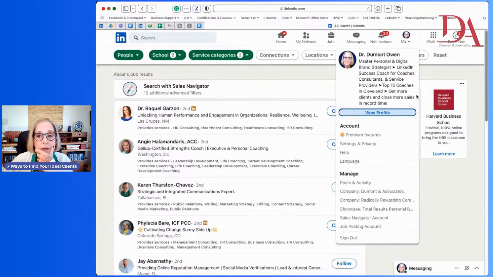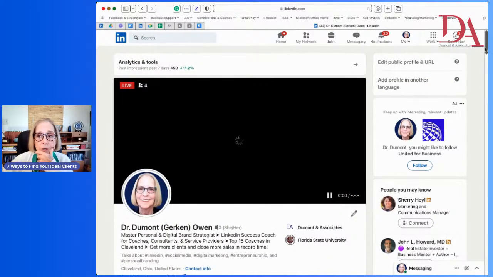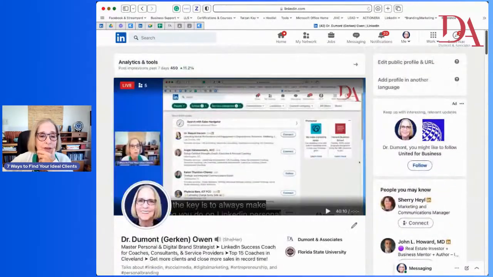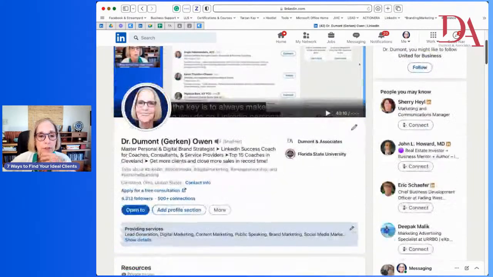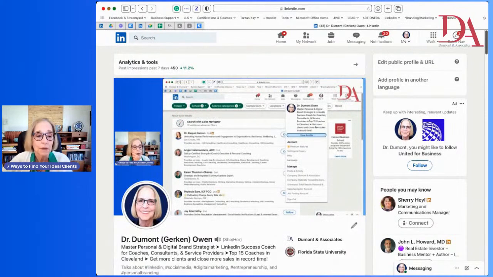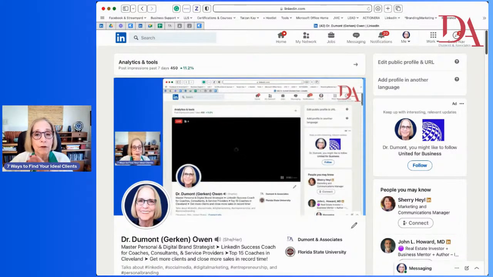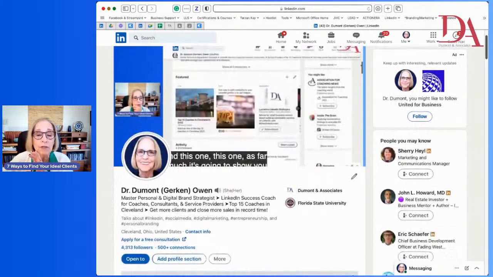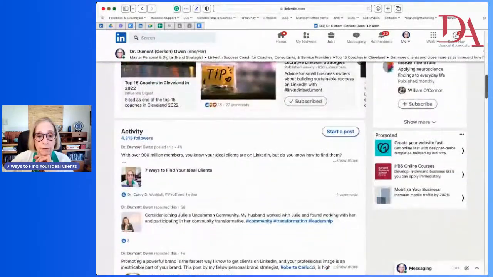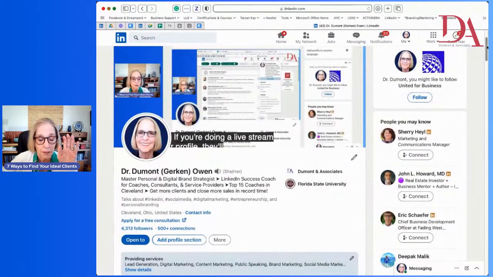And this one, as far as how much it's going to show you, is such a hoot because it does show up. If you're doing a live stream from your profile, the live stream shows up in your profile. If you do it from your company page, it won't show up on your company page, but it does show up on your profile. Now, it doesn't stay there. Once this ends, it'll be gone.